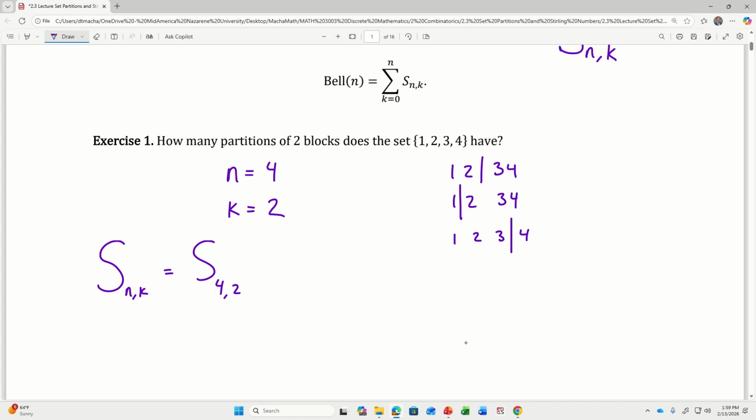Are there any other ways to partition this set into 2 different blocks? Can you change the order of the numbers? Yeah, I can change the order. So instead, I could start like 2, 3, 4, 1. And now I can partition the 2 by itself. We haven't done that yet. 2, 3, 4, 1. And I could partition the 2 and the 3 by themselves. We haven't done that yet. You could say 2, 3, 4, 1. And I could partition the 1 by itself. But we already did that, actually. So we've exhausted that permutation.